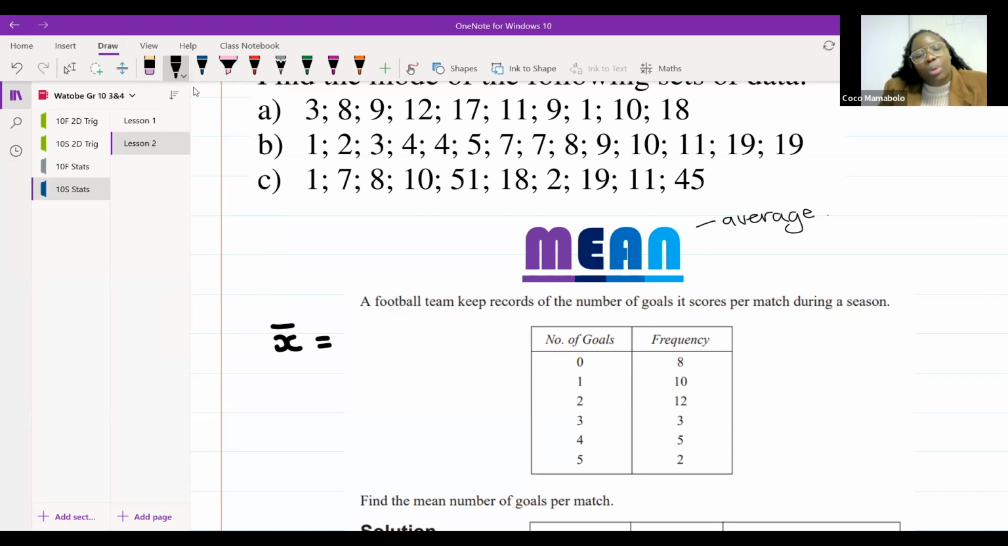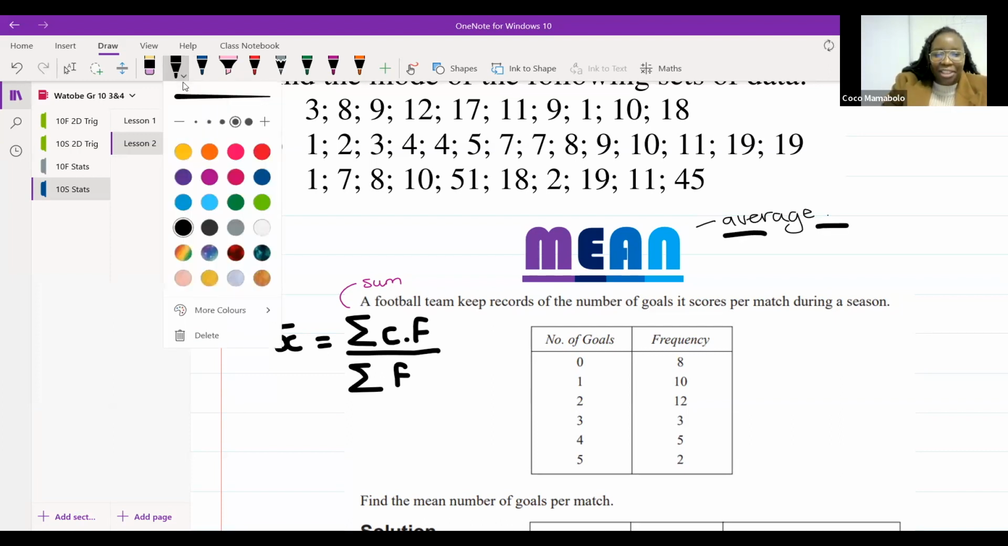What we're going to do for the mean is take the sum. This funny looking thing means sum, of the cumulative frequency divided by the sum of the frequency. What does the mean mean again? The mean means average. It means the average, Gift. The mean means the average.